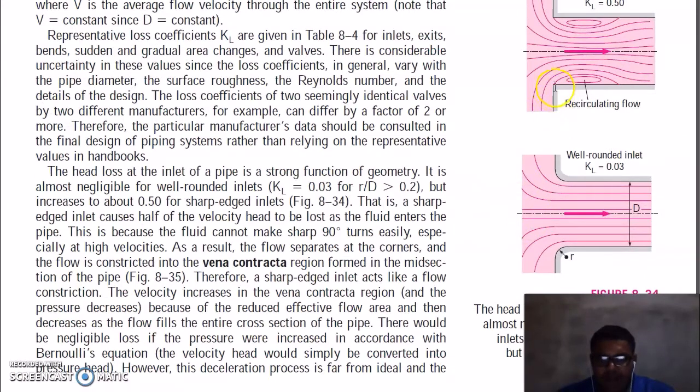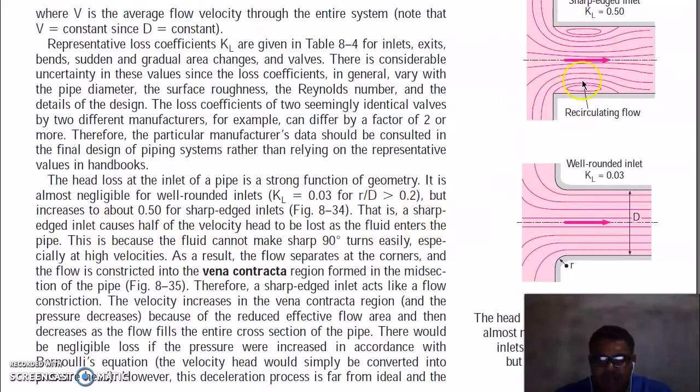The head loss at the inlet of a pipe is a strong function of geometry also. We discussed this in the table: almost negligible for well-rounded inlets, and 0.5 for sharp inlets. So a sharp edge inlet causes half of the velocity head to be lost as fluid enters the pipe. This is because fluid cannot make the sharp 90 degree turn, especially at high velocity. As a result, the flow separates at the corners and the flow is constricted to the vena contracta region found in the midsection of the pipe.